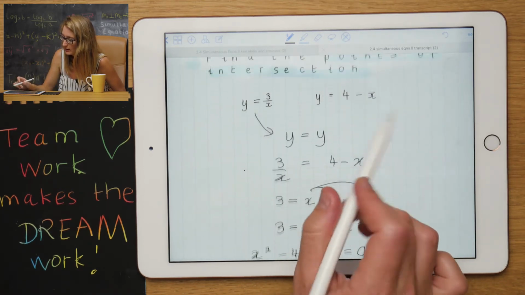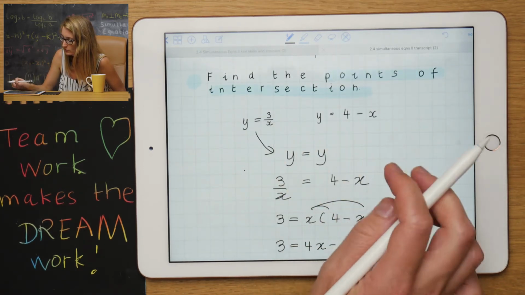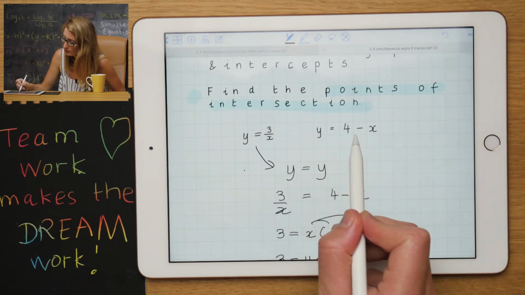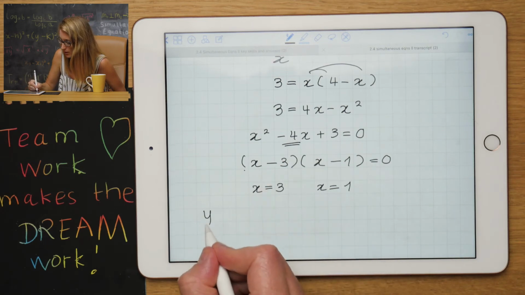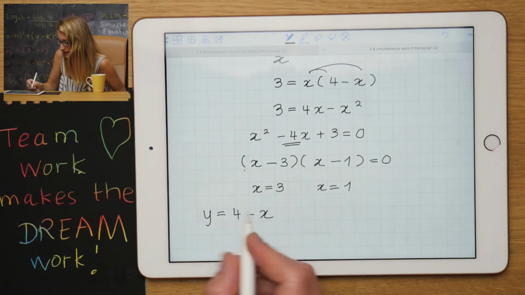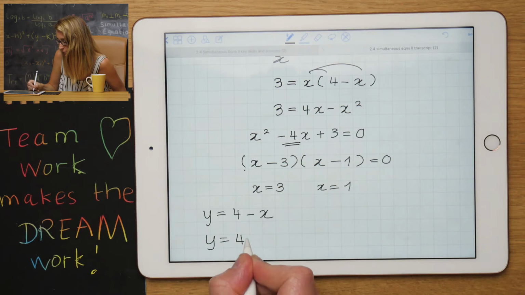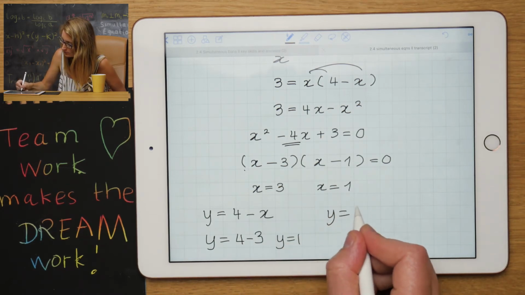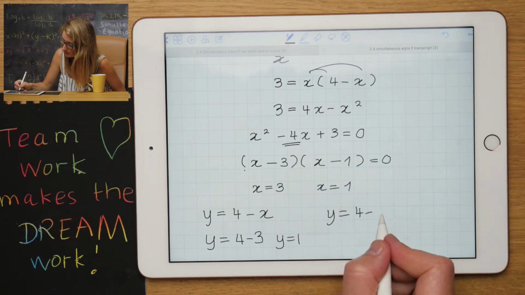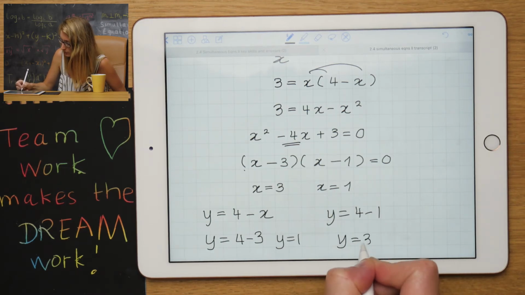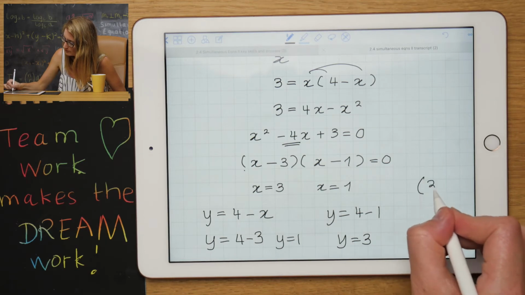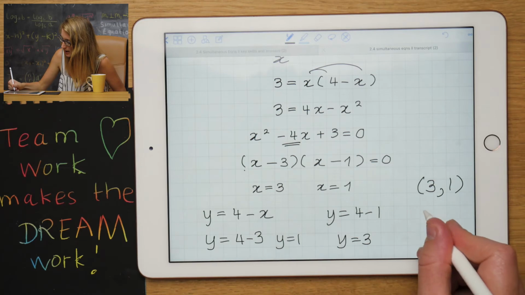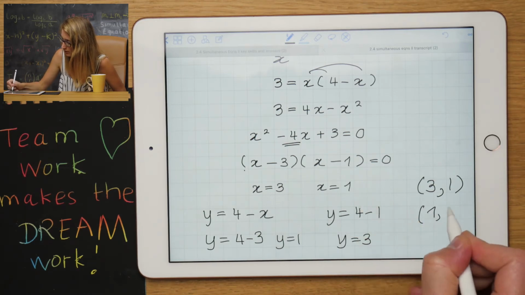For the y coordinate, you could substitute into either of these two. I think it's probably easier to substitute into y equals 4 minus x. So y equals 4 minus 3, y equals 1. And here y equals 4 minus 1, y equals 3. So the 2 points of intersection, which you're going to mark very clearly on your graph, are going to be 3, 1 and 1, 3.